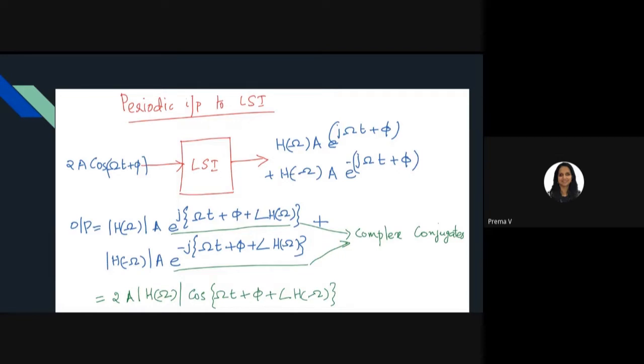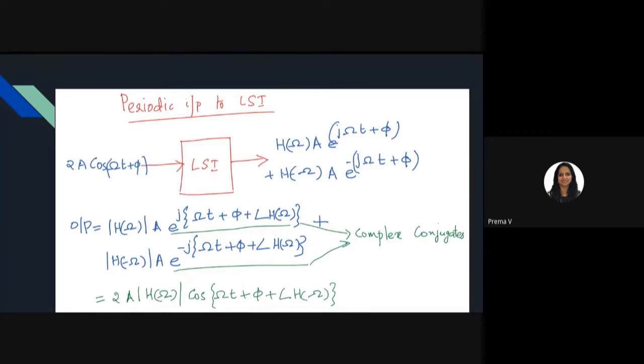One is a phasor with a magnitude of H of omega, so the output will have two components. The first is magnitude mod H omega, A e power j omega t plus phi plus angle of H omega, plus the second phasor, which is in the opposite direction. That means we are just changing the sign of omega. So this becomes H of minus omega into A e power minus j omega t plus phi plus the angle of H omega. As shown here, these two are complex conjugates.